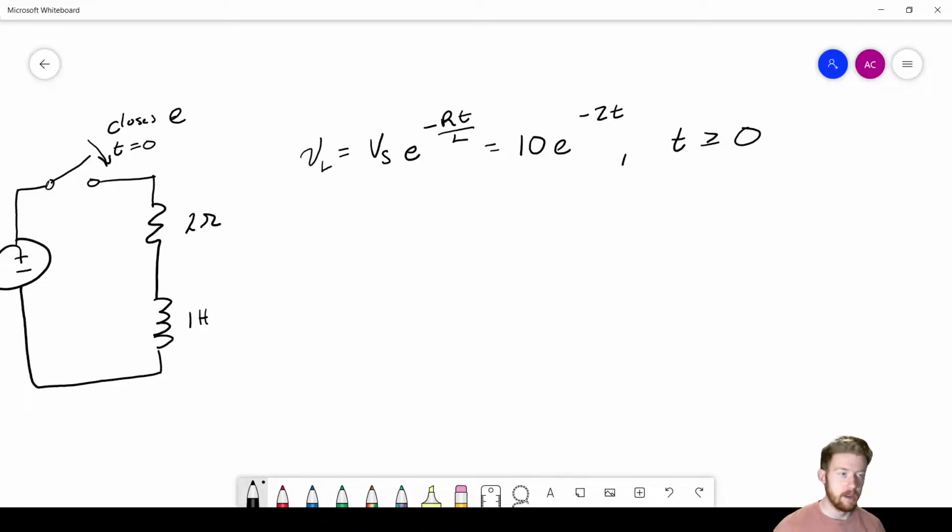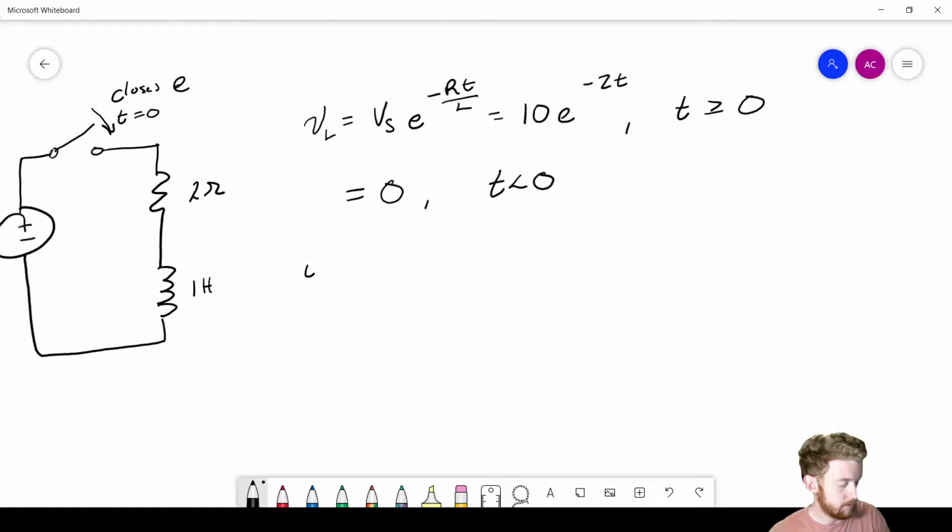Now, ask yourself, what's the voltage across the inductor before that? Take a second and think about that. What you should come to find out is that it's just an open circuit. There's no current flowing through it. So if there's no current flowing through it, there's no changing current, then the voltage is probably equal to 0. Okay, and you'd be correct. So the voltage is going to be equal to 0 before that switch is flipped.